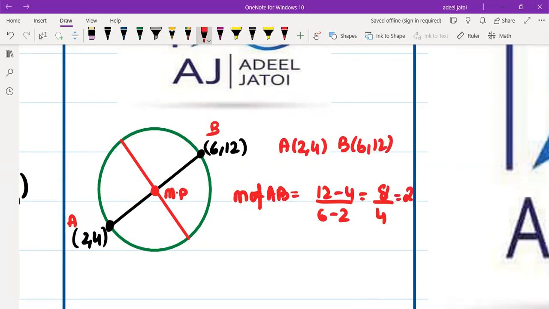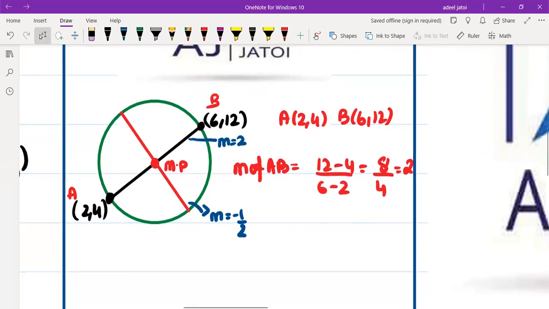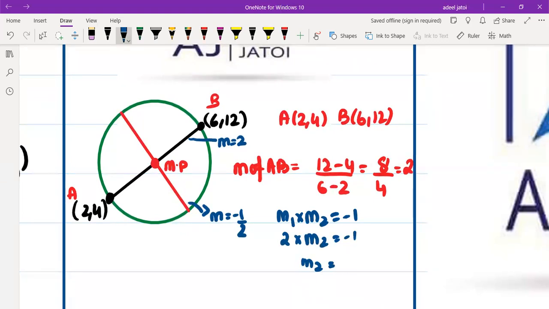Knowing that the gradient is 2 for AB, we can easily say that your perpendicular bisector gradient should be minus 1 upon 2, the reciprocal with a negative sign. Or we can also use the formula m1 times m2 is equal to minus 1. So 2 multiplied by m2 is equal to minus 1, and m2 becomes minus 1 upon 2.